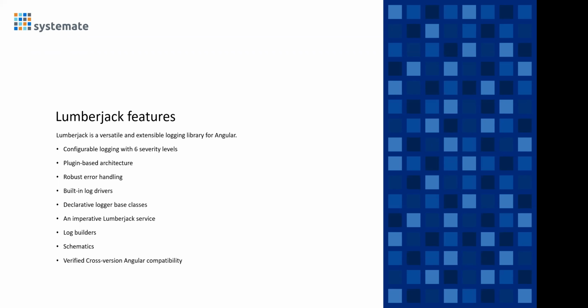Lumberjack comes with some declarative logger-based classes that we'll look at later. And it also has a more imperative Lumberjack service that you can pass object literals representing the logs. There's also some log builders for convenience, and they're also helpful for tests, or if you have more of a programmatic imperative flow with some generic code, for example, or very dynamic code.